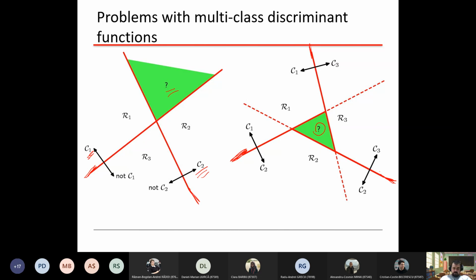So what do you think? What other options do we have? How should we decide what the class of the green area is in both situations? Because we would like to have a solution that works no matter what. Any ideas?